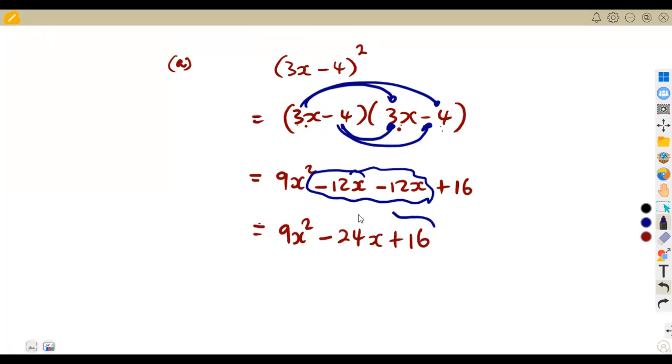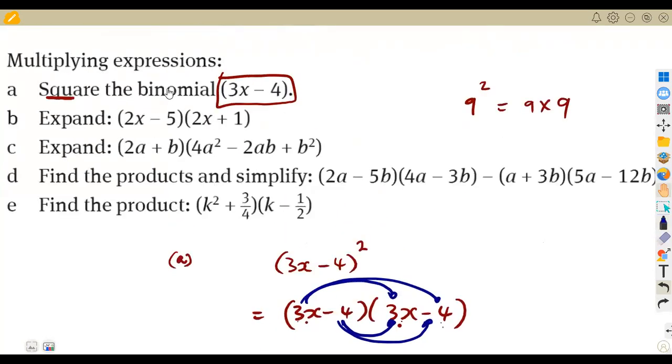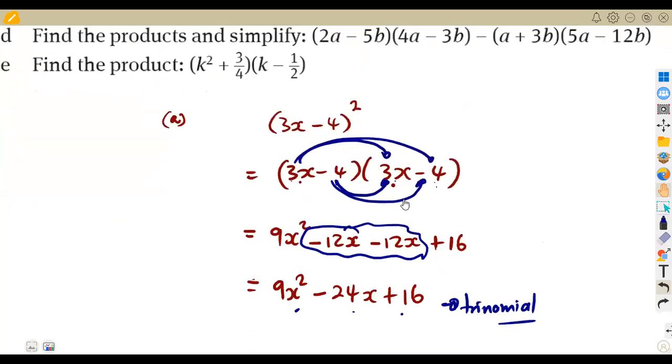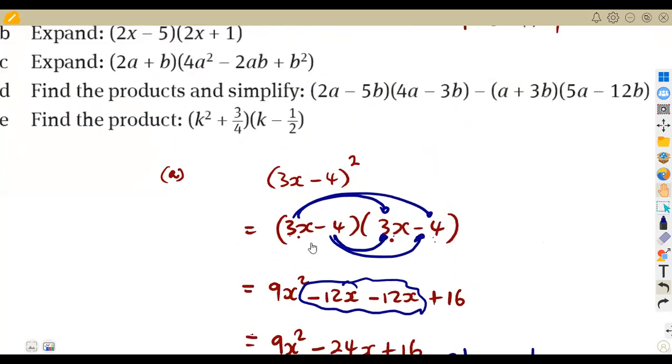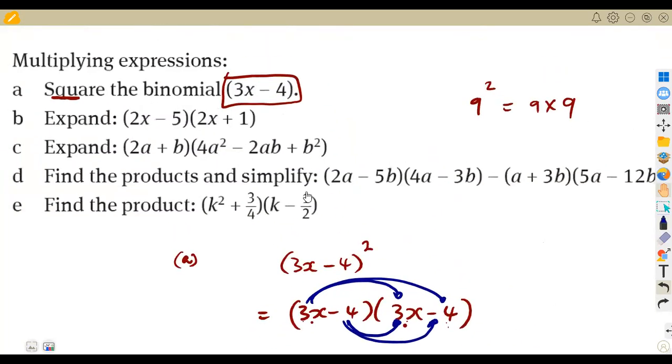And as you can see at the end, we've got an expression with 3 terms, 1, 2, 3. So this is a trinomial. So we are now referring to a trinomial that we have at the end from expansion of a what? Of a binomial. We had to square this binomial, and the answer that you're obtaining is a trinomial. All right. So that is how you're supposed to work with this part.